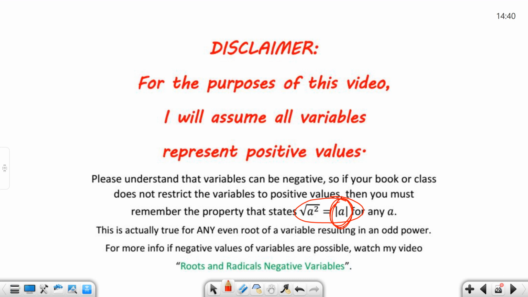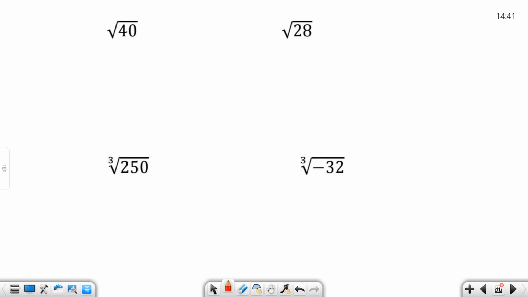So this is actually true for any even root resulting in an odd power. What I mean is, if I take the fourth root of something and I get a variable to the second power, that's okay. But if I get a variable to the third power, it's got to be an absolute value because it came from an even root. So that's what I mean by any even root resulting in an odd power. All right. So again, for more on negative values, if negative values of variables are possible, then watch that video, Roots and Radicals, Negative Variables.